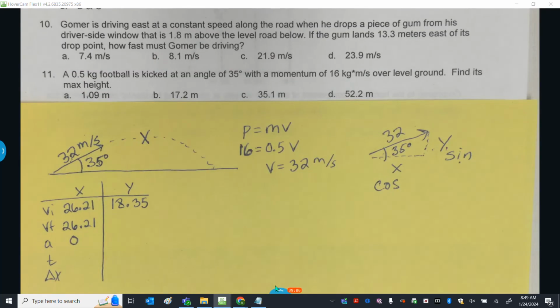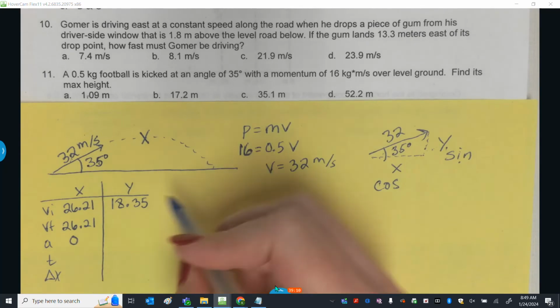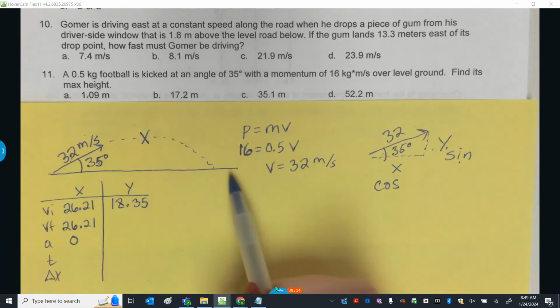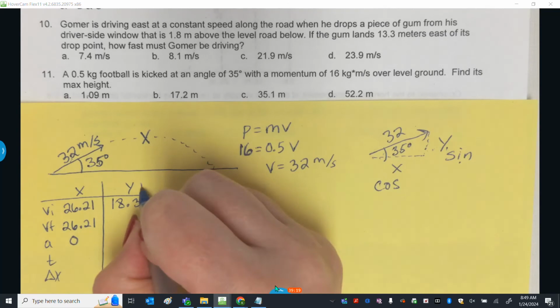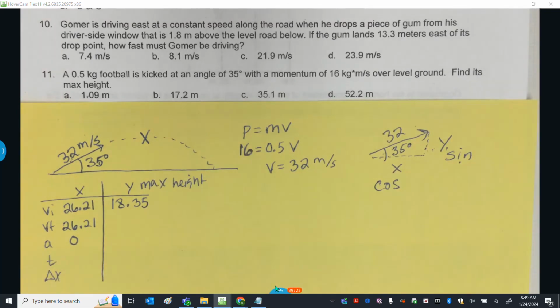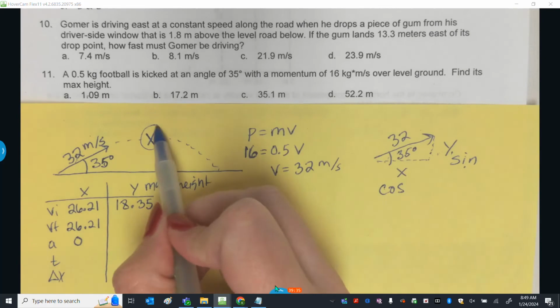Okay, so when I start labeling some things, I've already labeled my horizontal, but for my vertical, remember we could do the vertical data for the whole thing until it lands, or we could do the vertical data just to max height, which is what I'm going to do because that's what the question's asking for. If you want to add an extra column and also do to landing, you can, but you don't need it. For this question, all I need to do is think about this point up here.